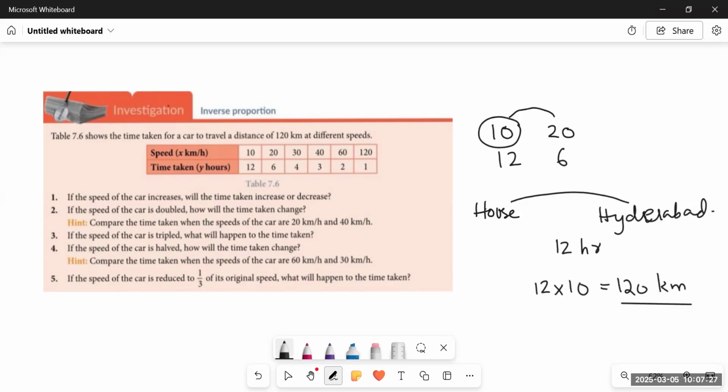Earlier, what we noticed in a direct proportion is that when one quantity increases, the other also increases. But when one decreases, the other also decreases. So these points are given over here. If the speed of the car increases, will the time taken increase or decrease? It will definitely decrease. If the speed of the car is doubled, how will the time taken change? The time taken will be halved.